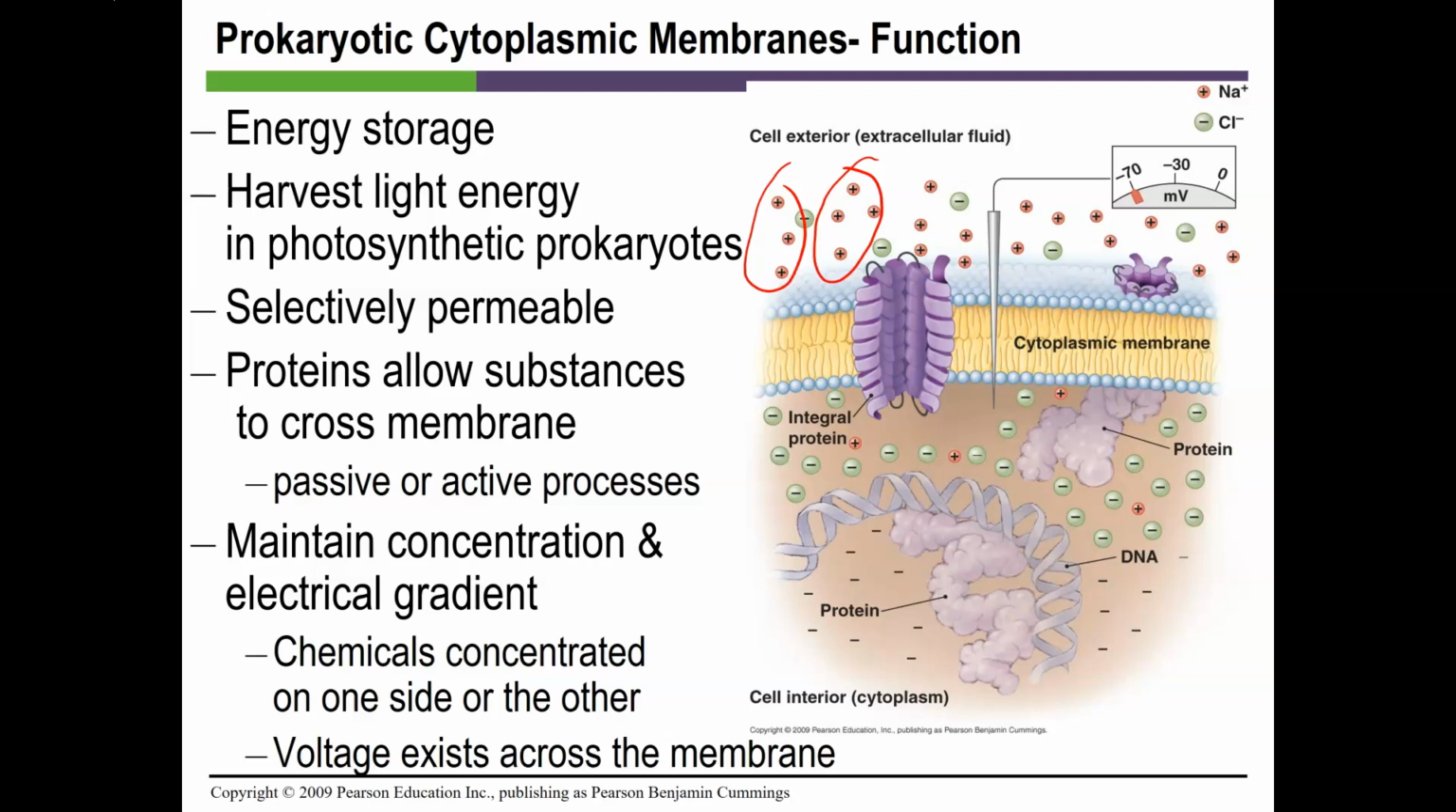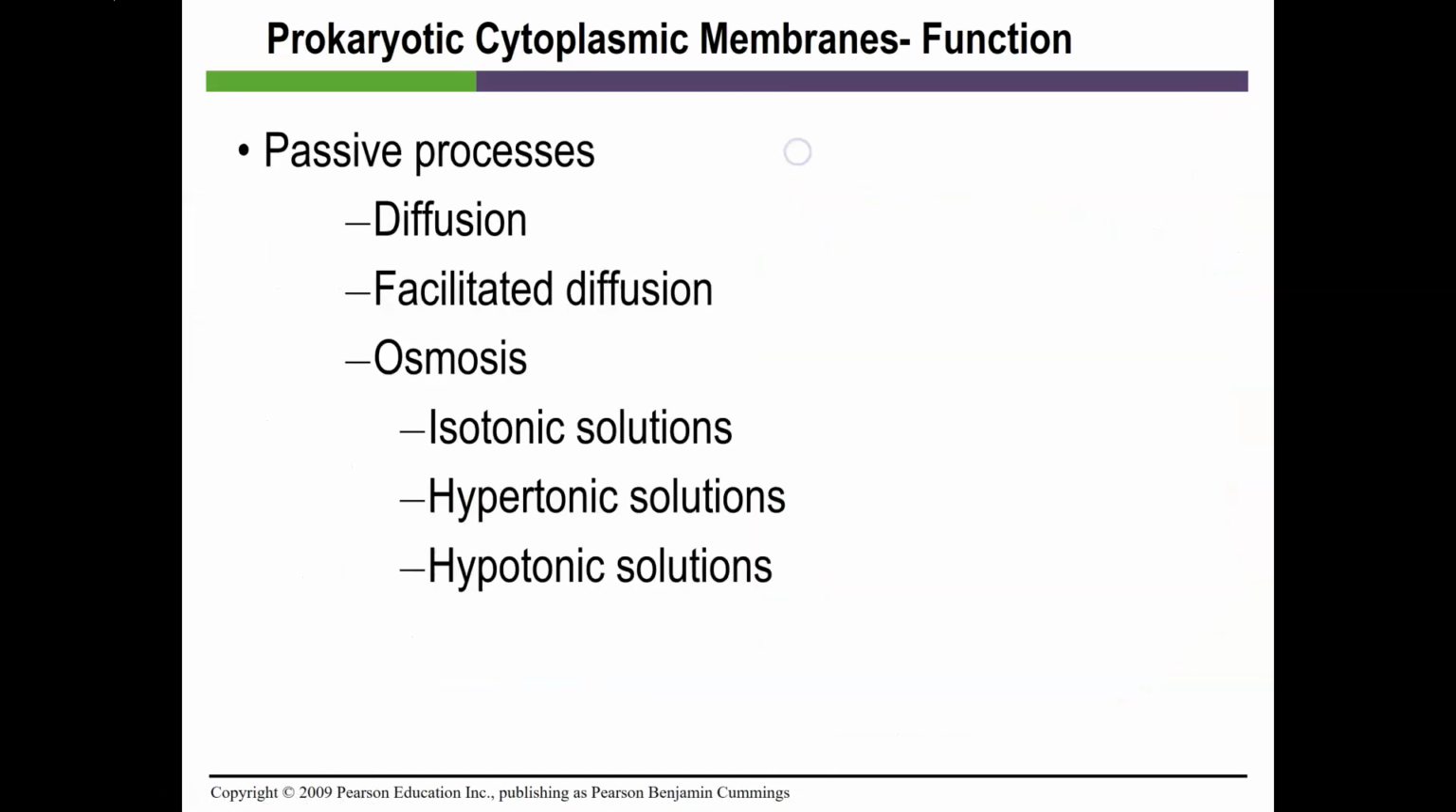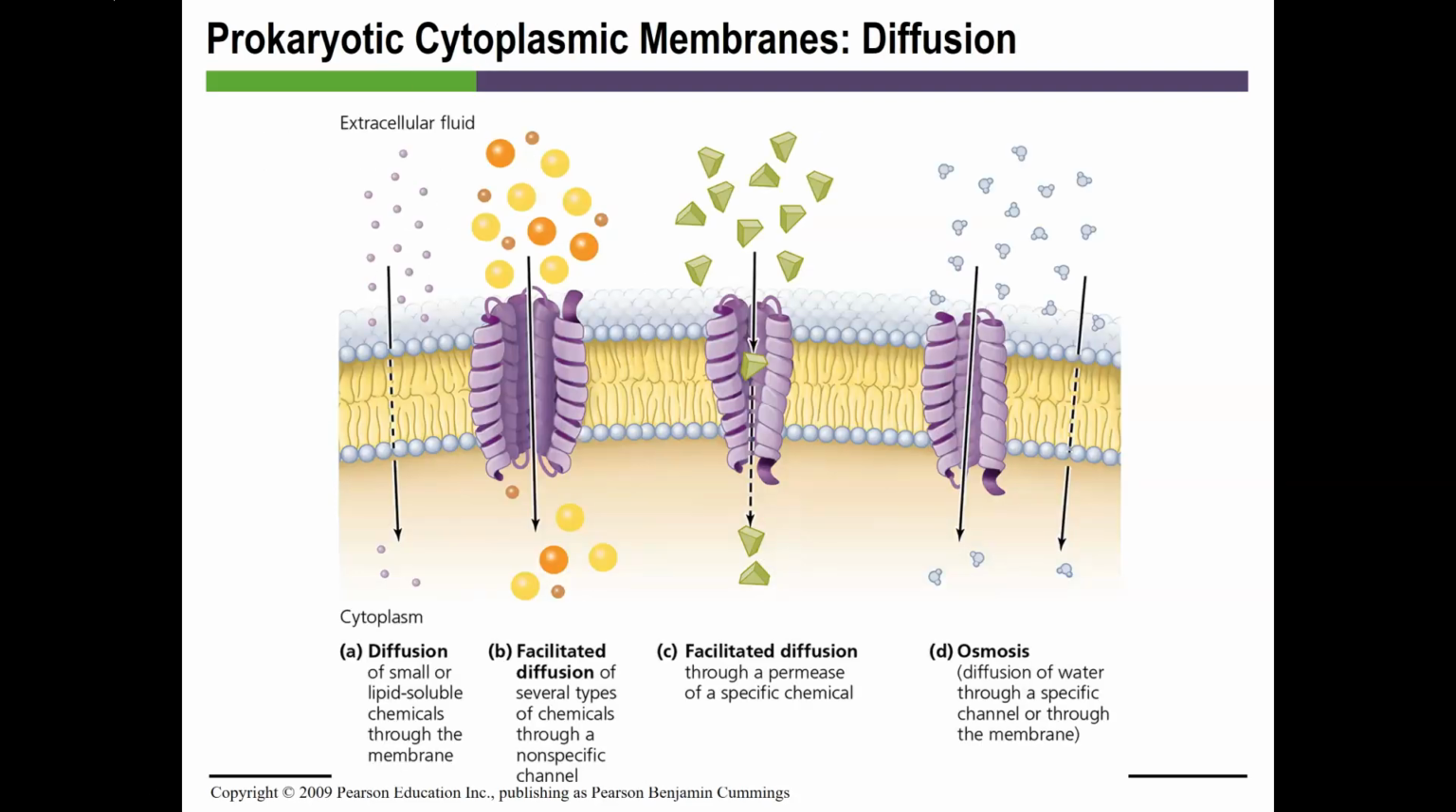Let's take a look at the processes directed by these cellular proteins in the membrane, the gatekeepers, which allow things to cross. First, we'll examine the passive processes, meaning the movement of molecules across the membrane that does not require energy. Crossing the membrane without an input of energy might entail simple diffusion or facilitated diffusion. This slide is showing us the different scenarios for this passive type of diffusion.